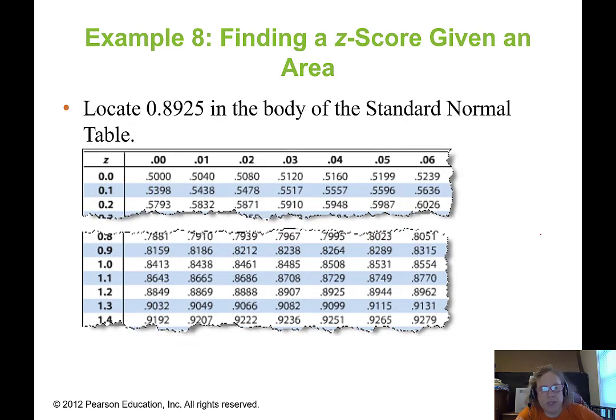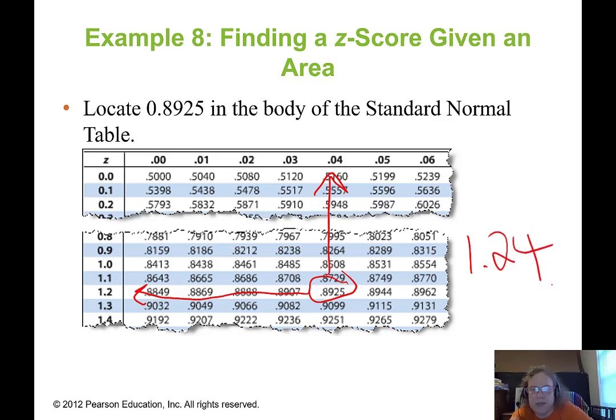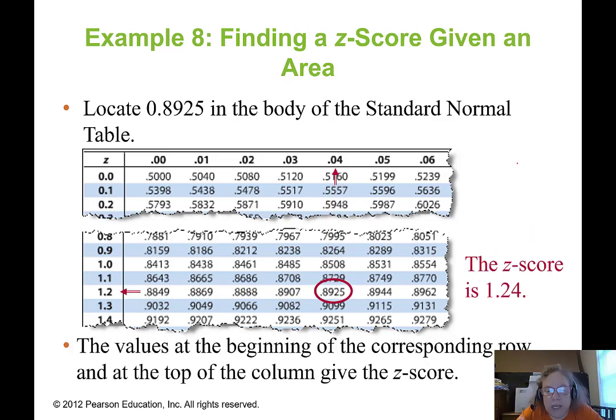And we're going to have to go look that up in our table. So let's look for it. Do we see it? I see it. It's right there. So again, we're going to have to go out and up to see that the z-score that corresponds to that is 1.24. And following our slide set, we can see that indeed the z-score is 1.24.